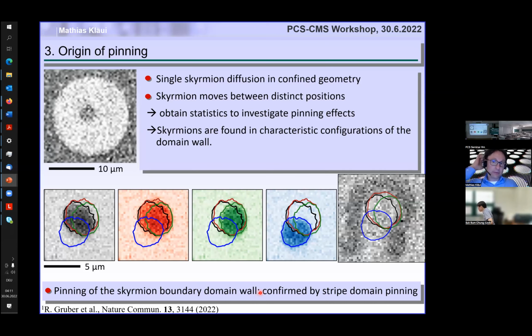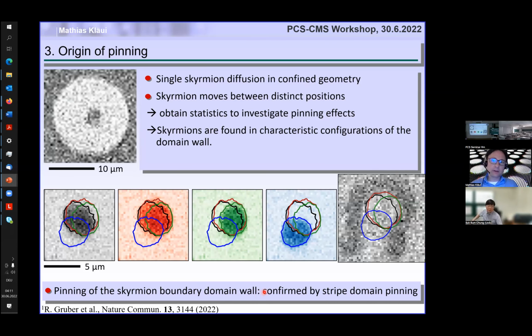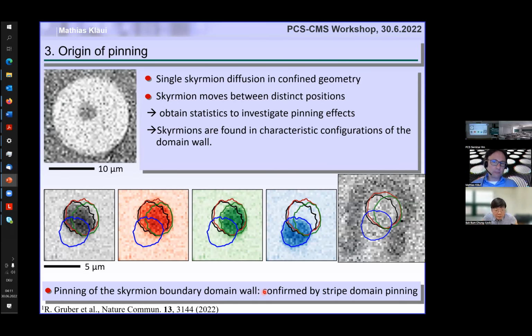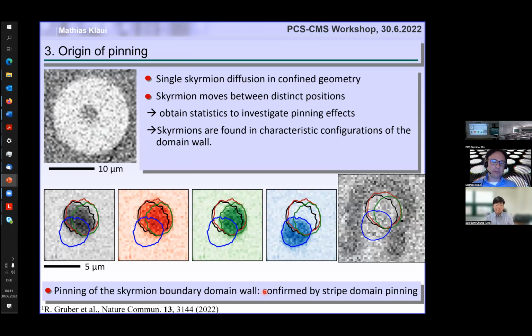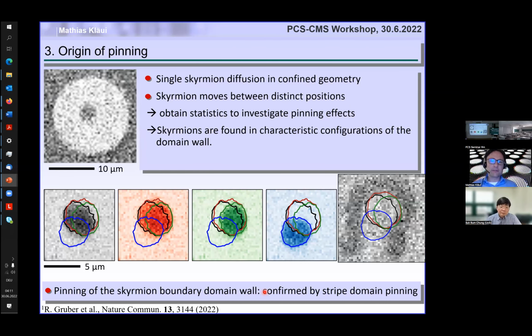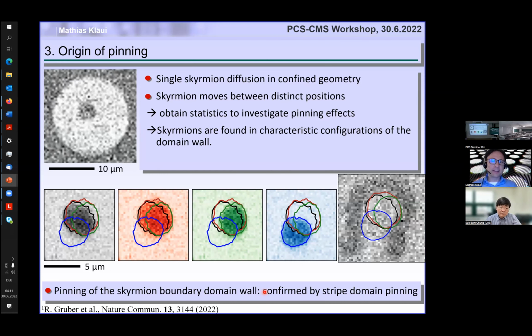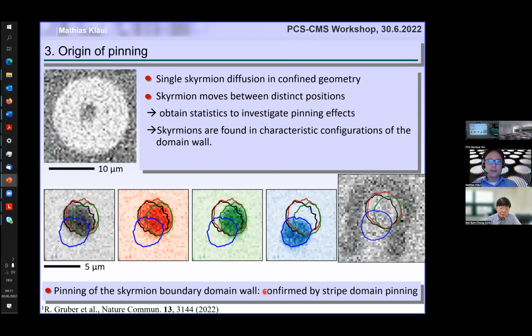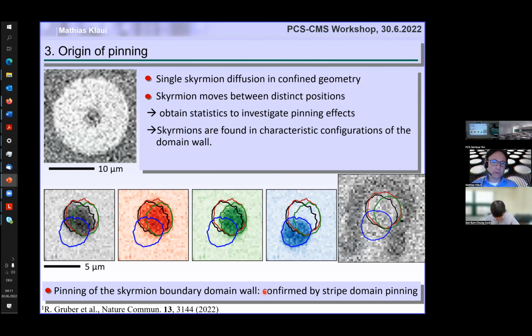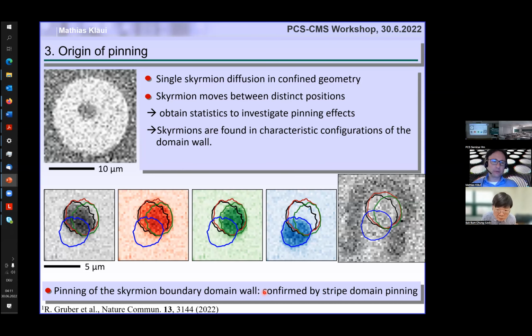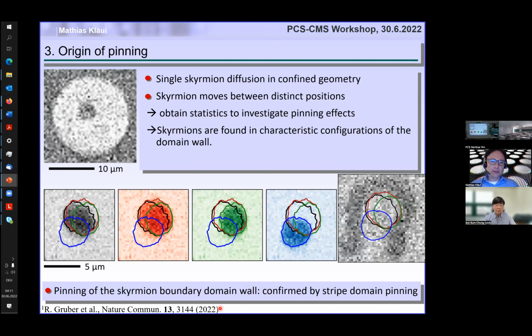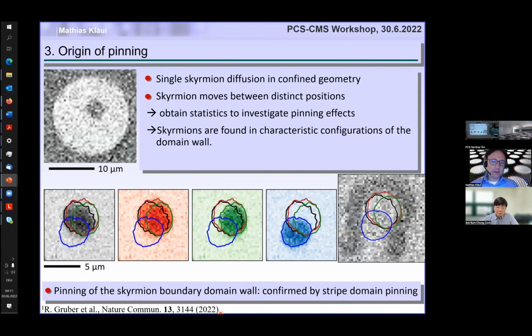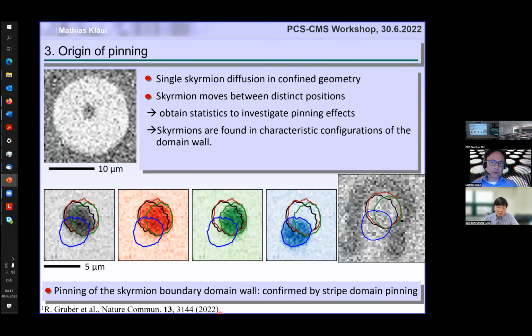And this is also something that is easy to understand because actually the Skyrmion domain wall is the most highly energetic part of the Skyrmion, and therefore if the Skyrmion can lower its energy by pinning the domain wall at a position where the DMI is different or the exchange is lower, then this of course will lead to strong pinning. So the important information here is that the pinning occurs at the domain wall.